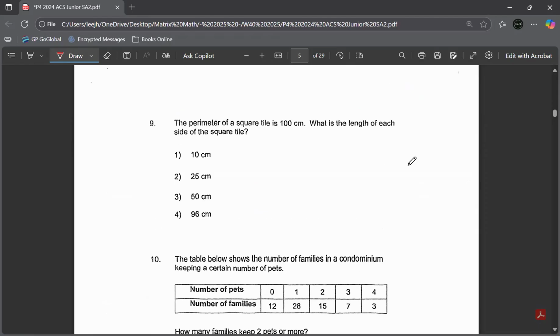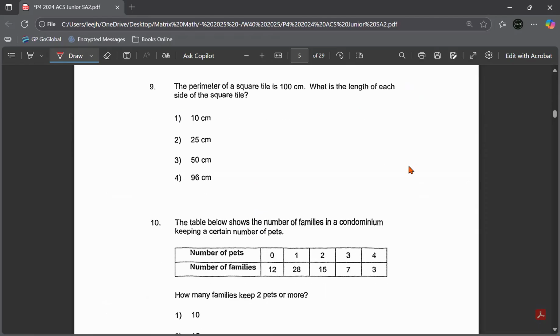Question 9. The perimeter of a square tile is 100 cm. What is the length of each side? So if you want, you can draw a square. Perimeter 100, I want to find one side. Very simple already. You know a square has 4 equal sides. So 4 sides is a total of 100 cm. Just look for one side. You divide 100 divided by 4. 25 cm. This is your answer. Number 2.